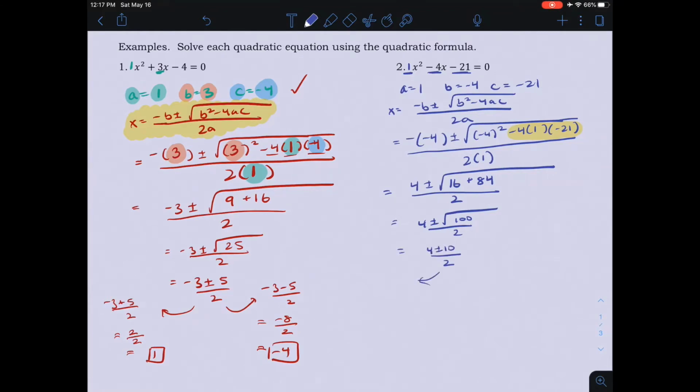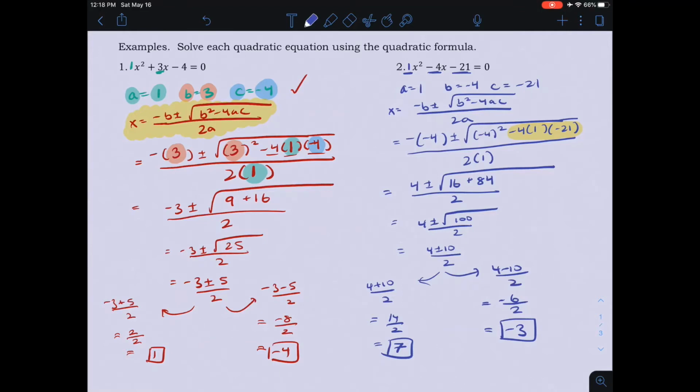And then from here, we can do what we did before, where we can write this as 4 plus 10 over 2, or 4 minus 10 over 2, right? Just break it into two different expressions, and then just simplify each one carefully. 4 plus 10 is 14. 14 divided by 2 is 7. On the right-hand side, 4 minus 10 is negative 6. Negative 6 divided by 2 is negative 3.